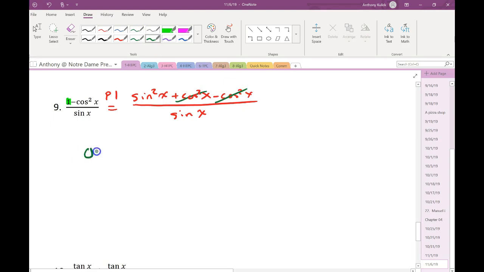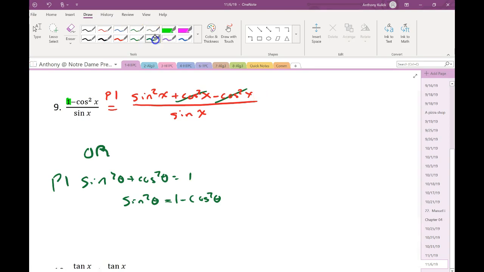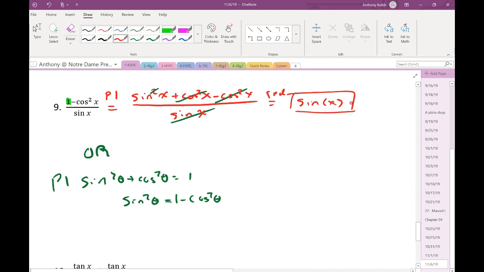So you could do that, or you could say sine squared plus cosine squared is equal to 1. If I subtract cosine squared from both sides, I could use that version of P1. Either way of thinking about it is fine, because what do we end up with after we use P1? Sine squared over sine, right? Either way of using P1 is fine. We end up with the same thing, right? Good. Let's go to 10.